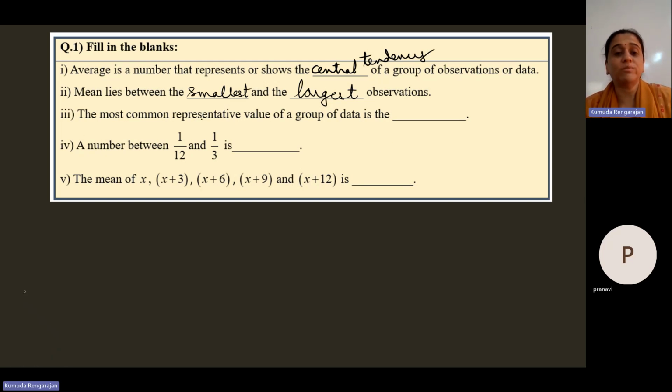The most common representative value of a group of data is the dash. The most common means what? The one which repeats itself most number of times. The most common. Yeah, the most common representative value of a group of data is mode.